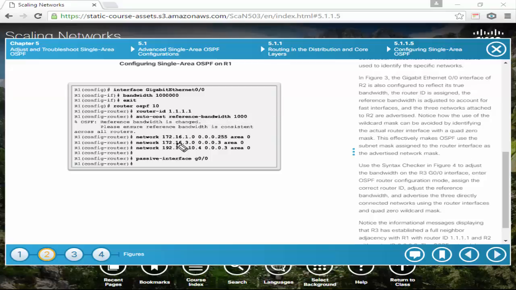Auto cost reference. This is where we build our cost based on the correct bandwidth rather than 100 meg being the highest we go, because if we keep the default without this command, 100 meg looks the same, 1 gig looks the same, 10 gig looks the same, or even 40 gig if we were going up that high. Probably not going to on the routers.